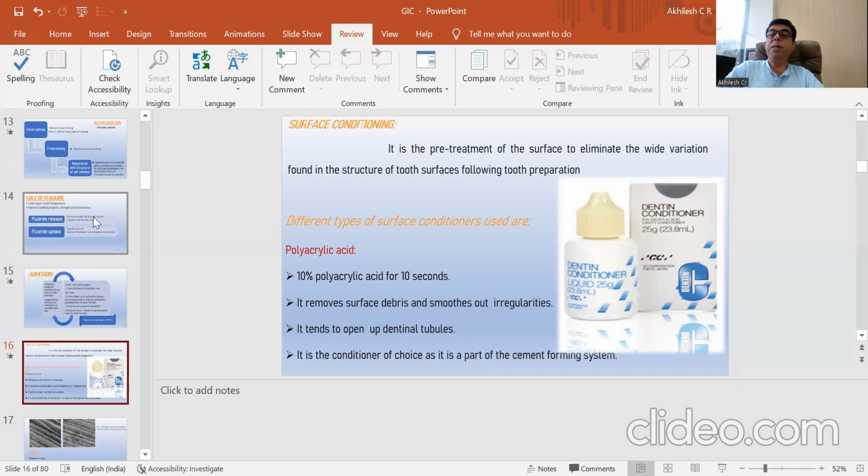Now, what are the different types of surface conditioners used? The basic one is polyacrylic acid, 10% polyacrylic acid for 10 seconds. It removes the surface debris and smoothens out the irregularities. It tends to open up the dentinal tubules, and it is also the conditioner of choice as part of the cement forming system.